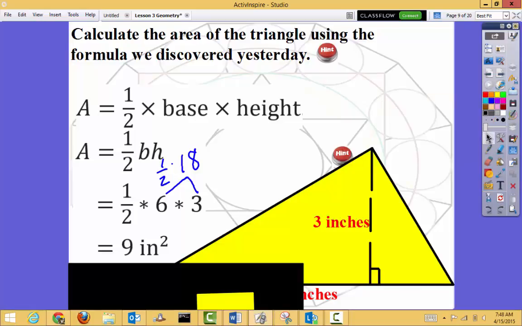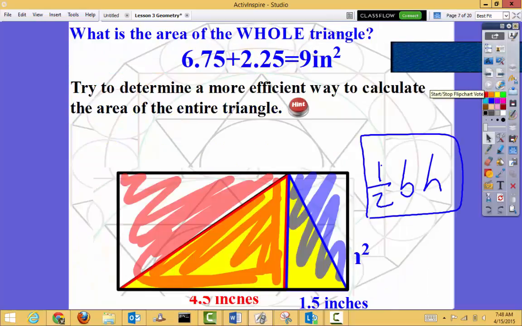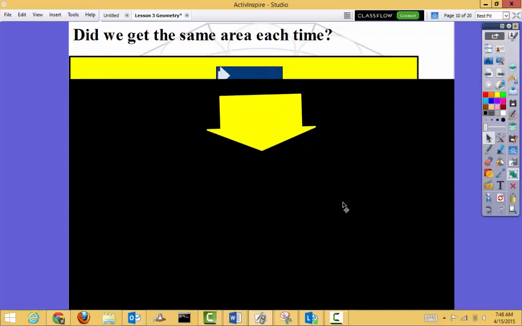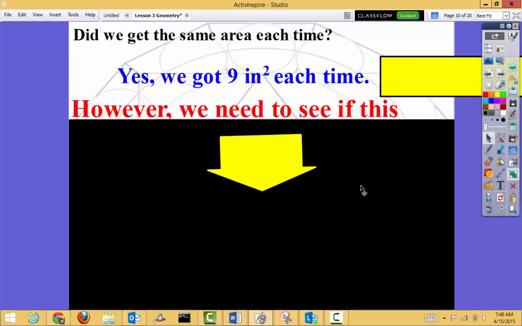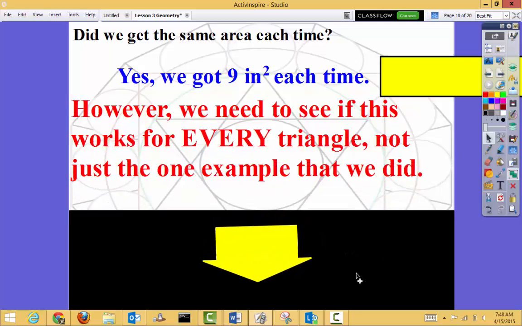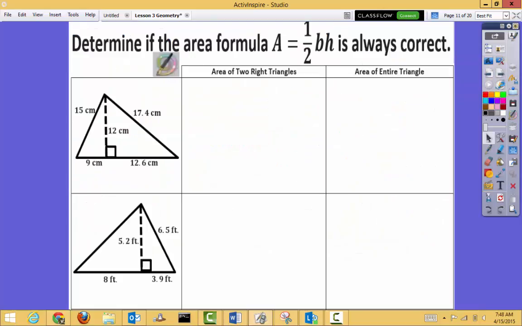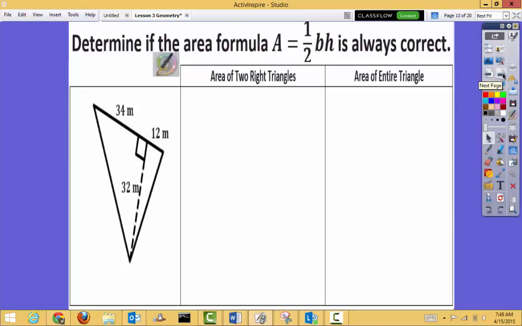Hey, look at that answer. That answer, 9 inches squared, is the same one we got when we found the area of our 2 triangles. So that formula does look like it's going to work. Now, did we get the same area each time? Yeah, it was 9 inches squared each time I solved it. However, we need to see if this works for every triangle, not just the one example we did. So here's your assignment. You're going to solve these 4 problems on your piece of paper, on your notes.